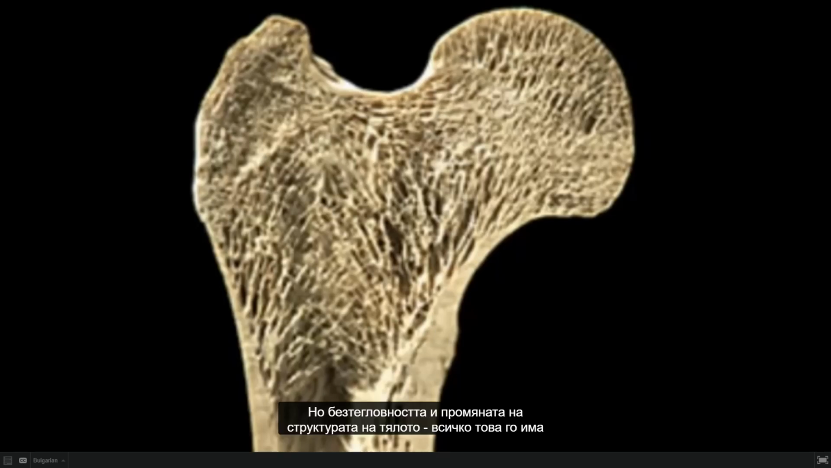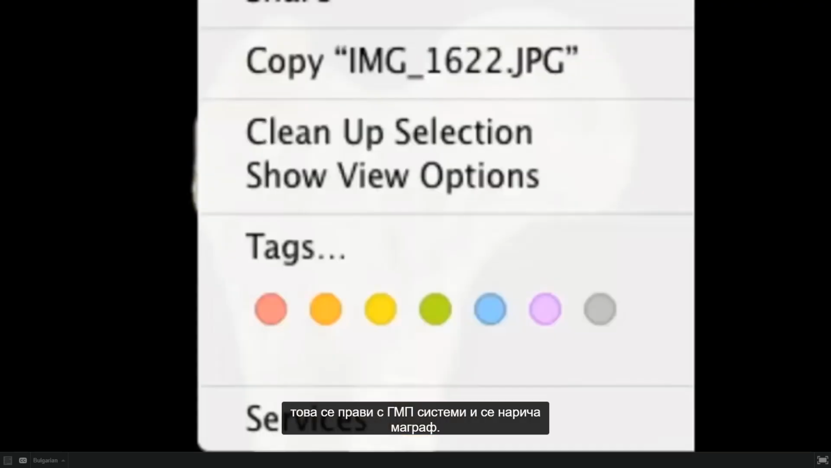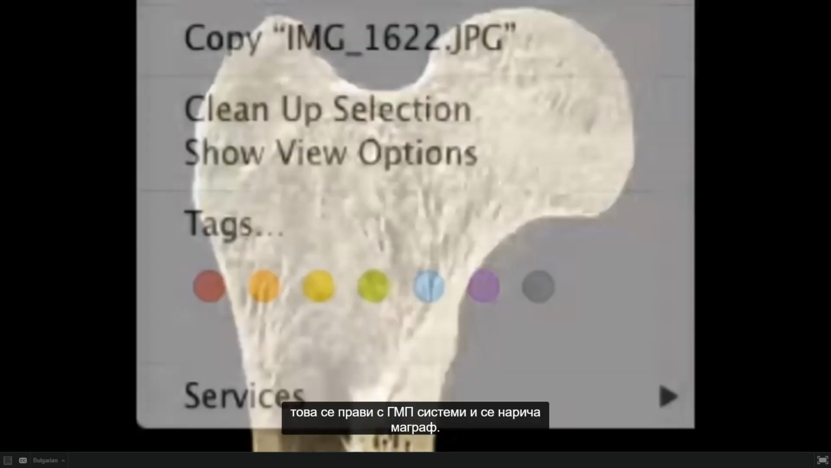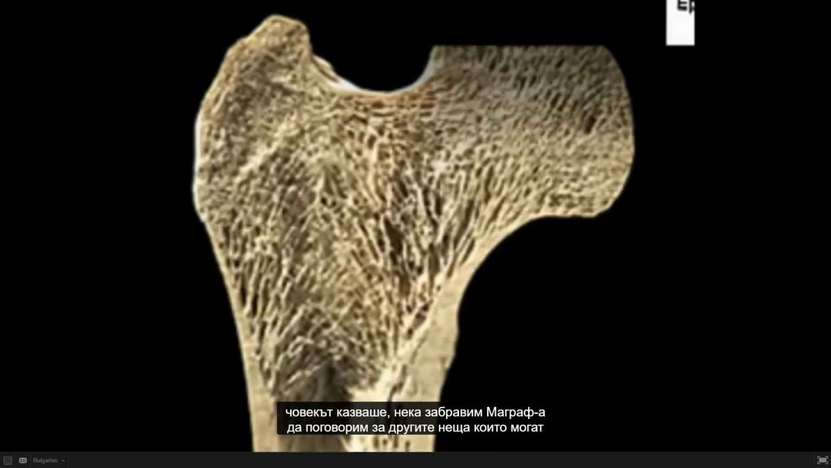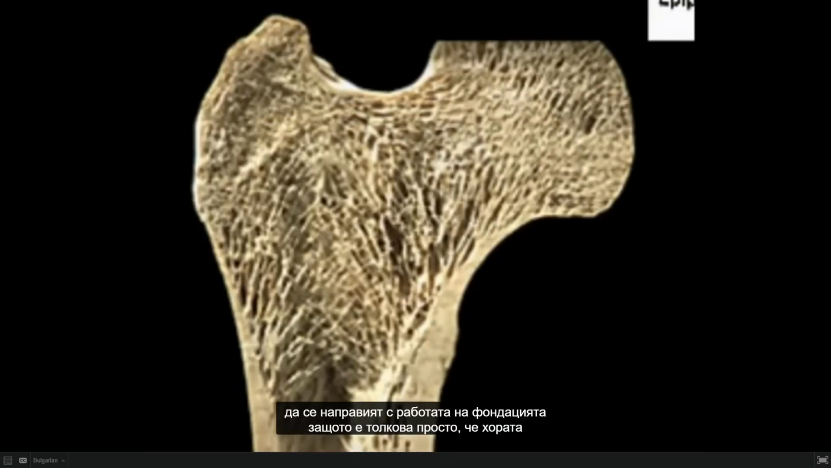But weightlessness and change of the structure of the body, these are all finished. This is done and buried with gravitational magnetic field systems. That's what it's called, magravs, magnetic gravity. I had a very interesting email. The guy says, let's forget about maggrav, talk about the rest of the work of what we can do with the work of the foundation.